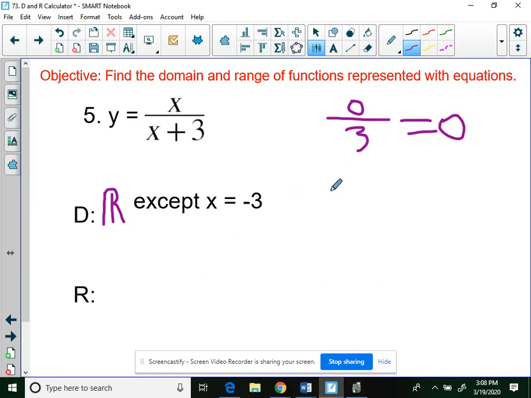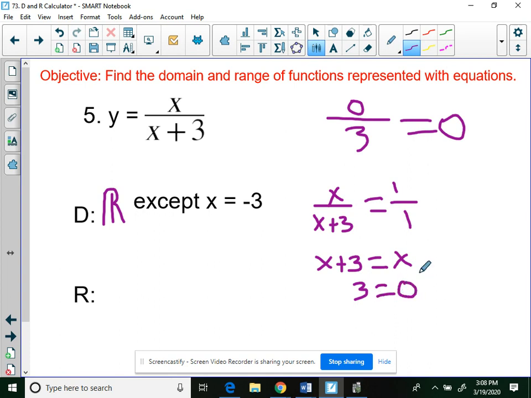So if you think about it algebraically, if I have x over x plus 3 equals 1, and I try to solve for x, I cross multiply 1 over 1. That means x plus 3 equals x. Subtract x on both sides, 0 equals 3. So basically you want to see when these will be equal, right? That's kind of a good indication. If you take those and divide them, you get 1. So it's all real numbers except y equals 1 is the answer.